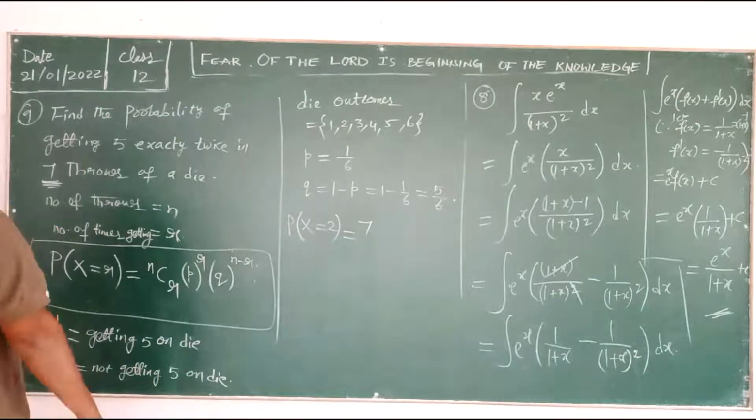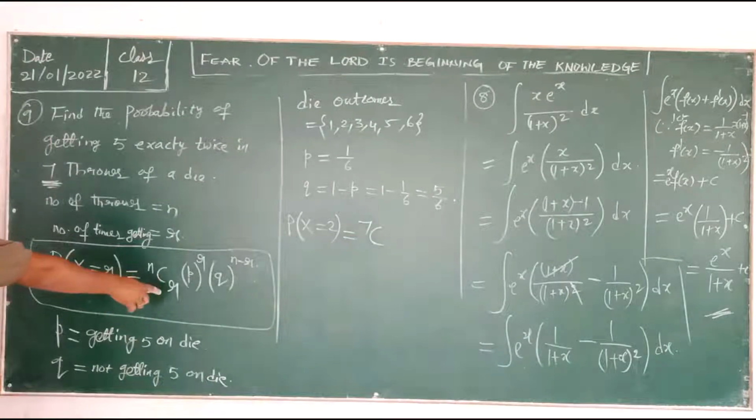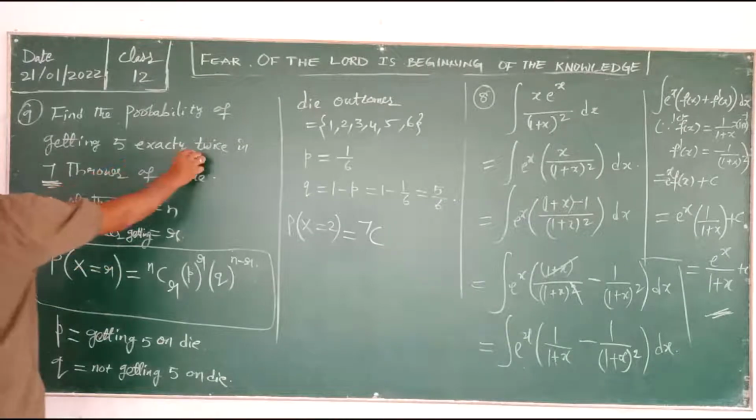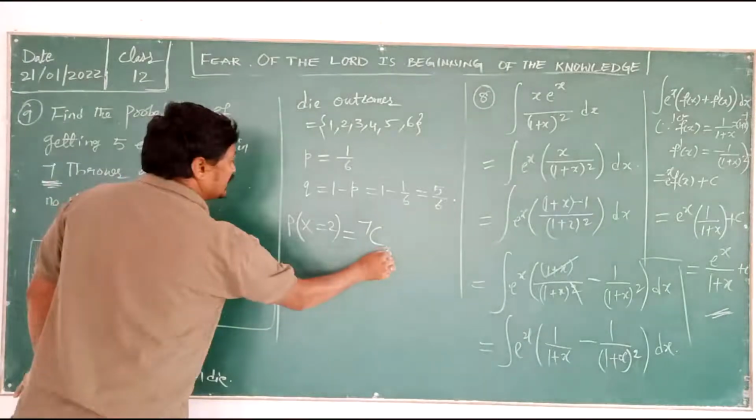7 we have written, and then next C as it is. Then R is nothing but the number of times getting. So the number of times here they have given is twice. Twice they said, so write it as 2 here.